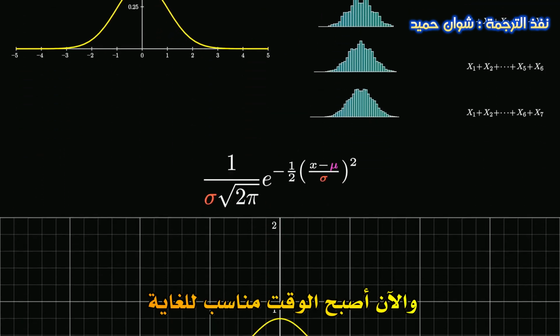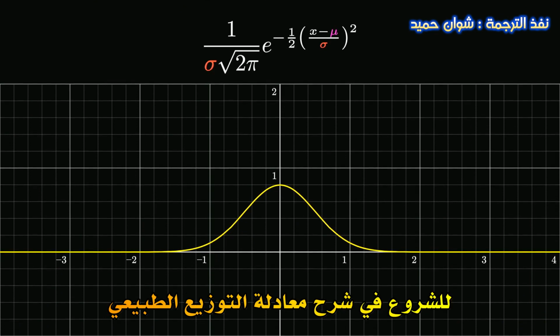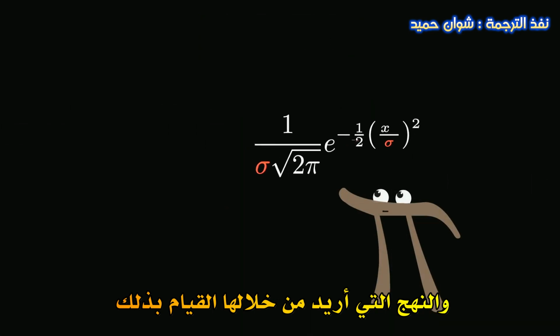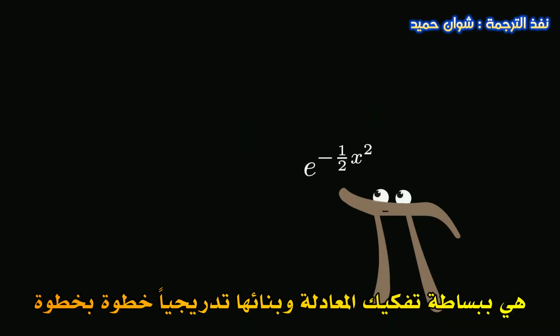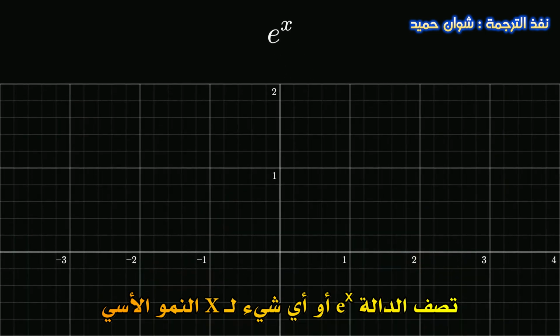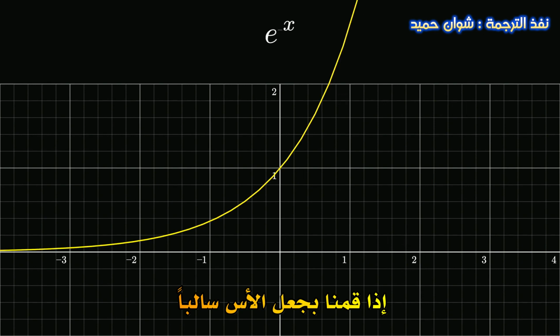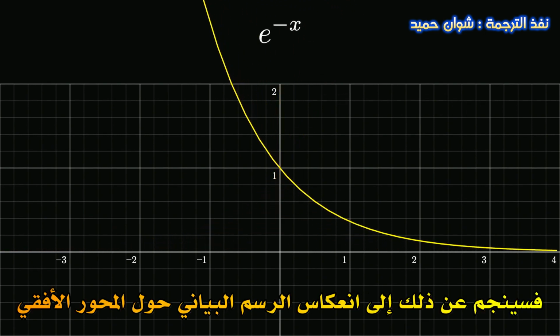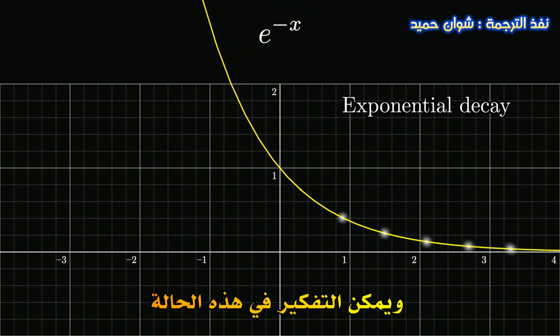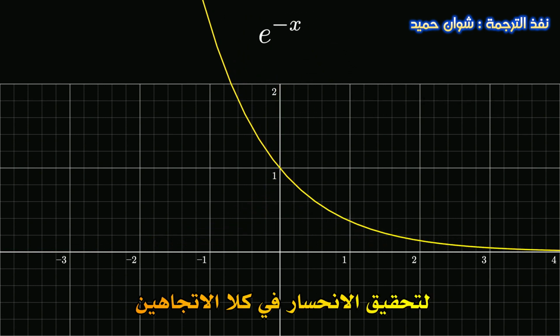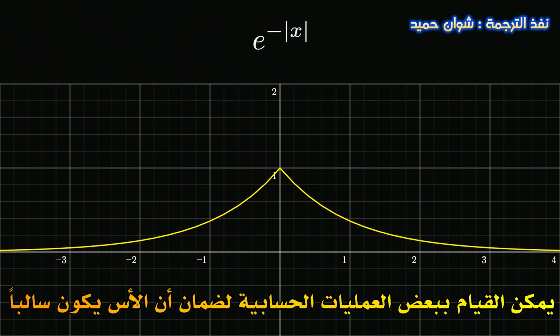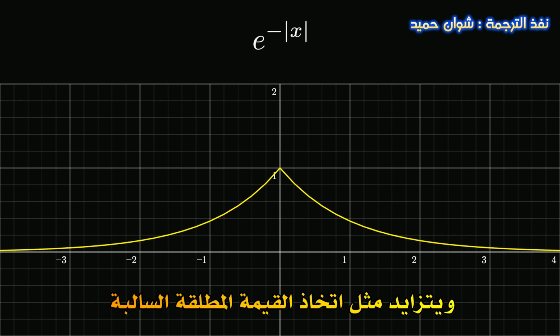And now, my friends, is probably as good a time as any to finally get into the formula for a normal distribution. And the way I'd like to do this is to basically peel back all the layers and build it up one piece at a time. The function e to the x, or anything to the x, describes exponential growth. And if you make that exponent negative, which flips around the graph horizontally, you might think of it as describing exponential decay. To make this decay in both directions, you could do something to make sure the exponent is always negative and growing, like taking the negative absolute value.